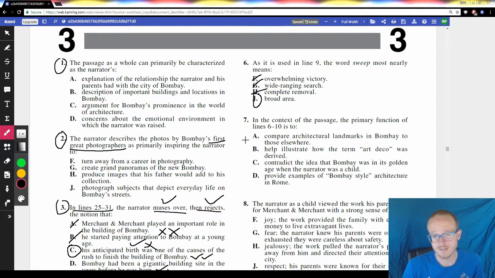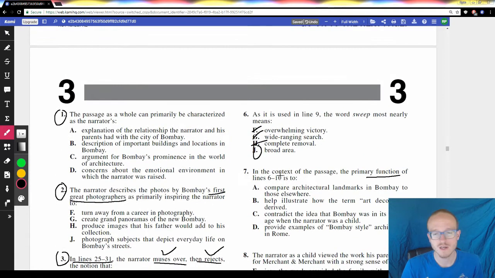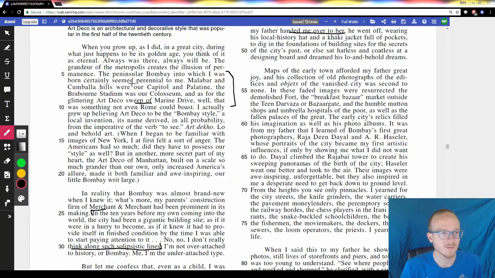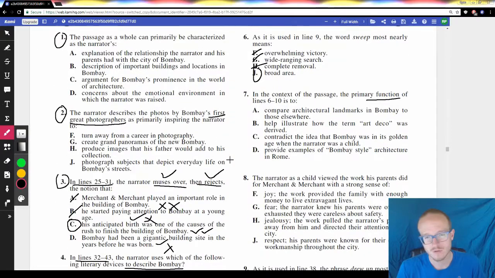In the context of the passage, the primary function of lines 6 through 10. So in narrative passages, sometimes they'll ask something about what's being said explicitly by characters, for example. This is one where it's more of a meta question, like what is the author trying to do? So 6 through 10 is just where we were looking, right? Yeah, so this is the whole part where he's comparing Bombay architecture to Roman architecture. So that's literally what's happening in A, so I'm pretty sure it's going to be A.